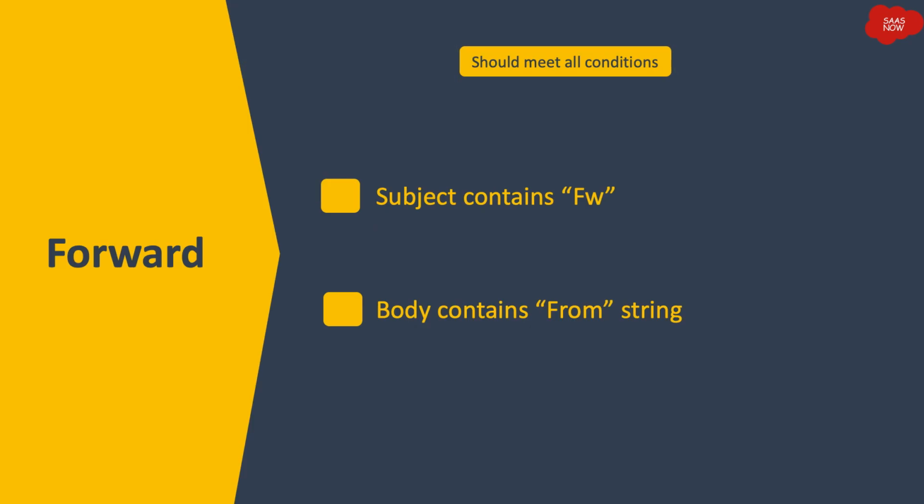If ServiceNow finds FW in the subject line and finds from colon in the body, then it classifies it as forward type of email. And the important point is that both the conditions should be met to tag it as a forward type of email. So for example, if you are sending an email to any ServiceNow instance and that particular email has FW in the subject, and there is a from colon, because that's how you forward any email, in that case, ServiceNow will treat that email as a forward email.